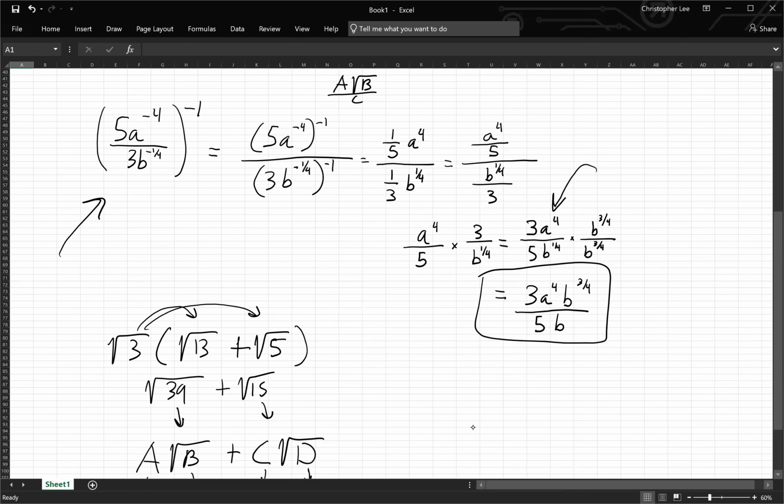Oh, no, it has the fraction power. Remember, the fraction power is the radical. If you have an exponent that's a fraction, that is a radical. No, it could be a fraction. So for example, b to the 1/4, that's the fourth root.